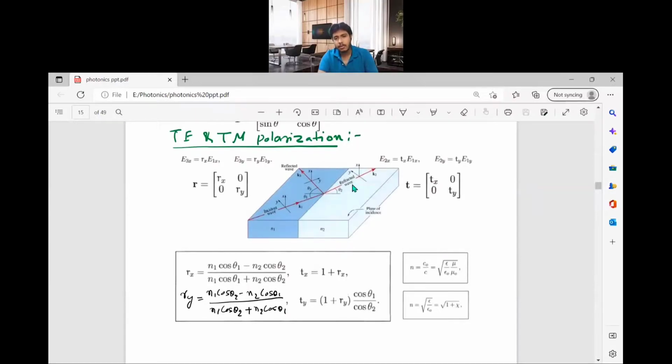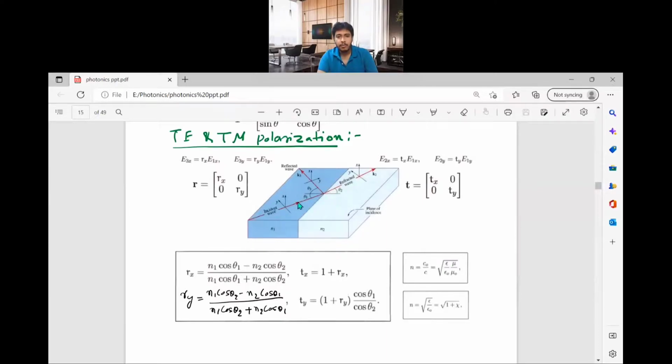the reflectance and transmittance coefficients of the electric field vector. So if these are the two media, n1 and n2, where the n1 refractive index is greater than n2, light is incident into this medium. Some portion of the light will be transmitted through this medium, and some portion will be reflected back to the medium. So theta 1 will be equal to theta 3, and theta 1 and theta 2 will be maintained according to Snell's law.